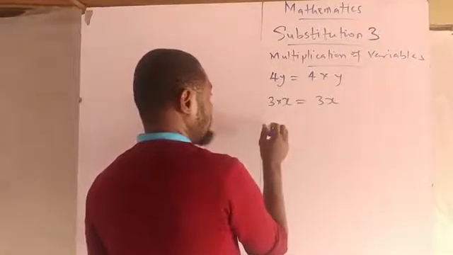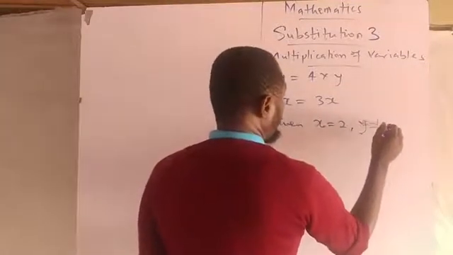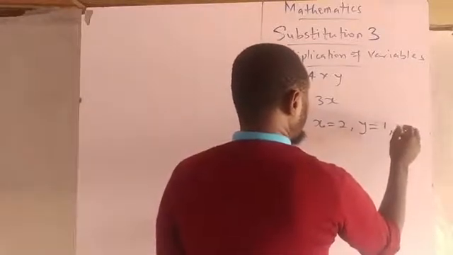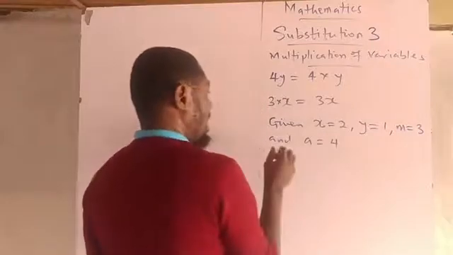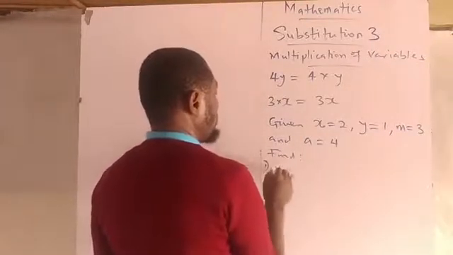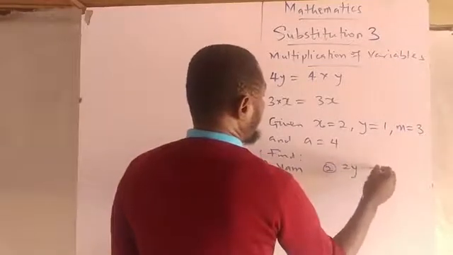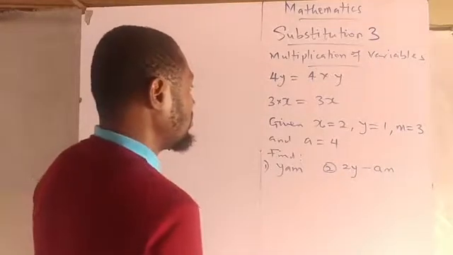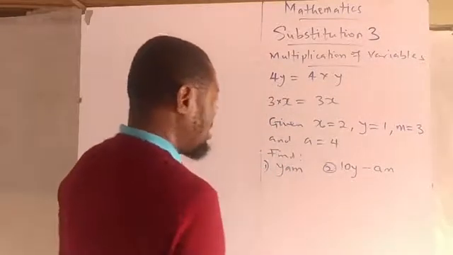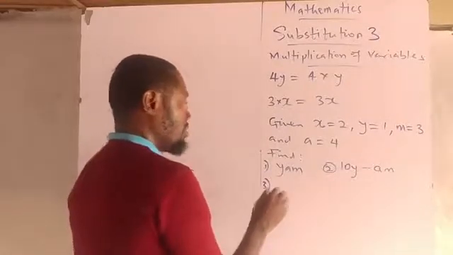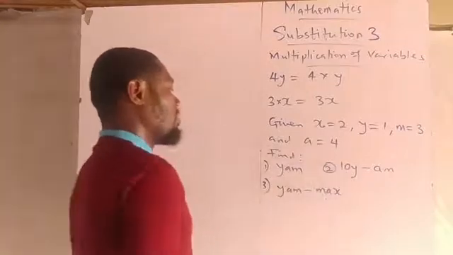If you're given x is equal to 2, y is equal to 1, m is equal to 3, and a is equal to 4. Find: 1. yam, 2. 10y minus am, 3. yam minus max. Let's deal with that.